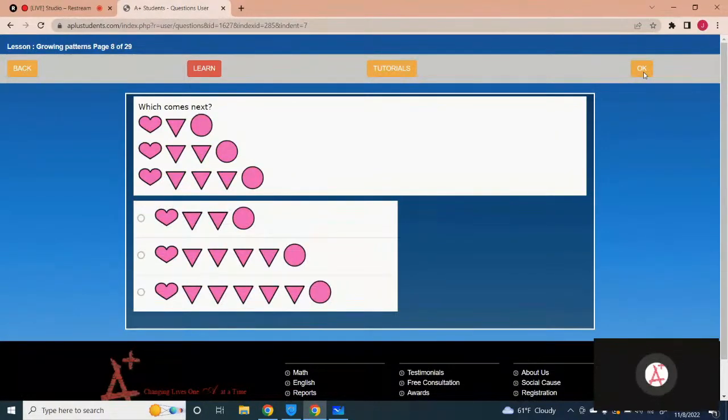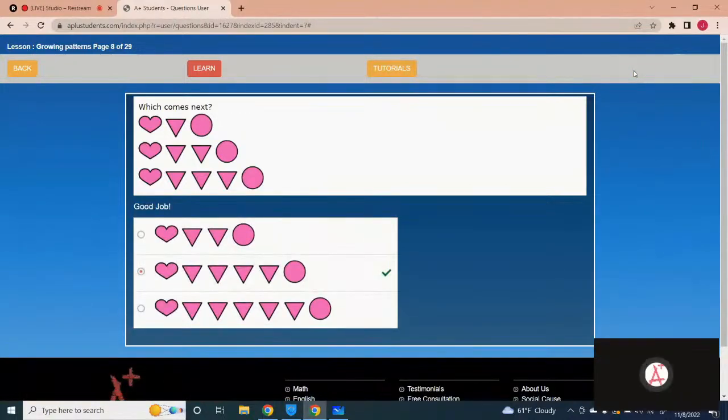Okay, which comes next? So which is the correct option? One, two or three? So the correct option is option number two, starting with heart, ending with circle, but the upside down triangles are increasing. Very good, it is option number two. Just select the correct option and then click on the OK button.